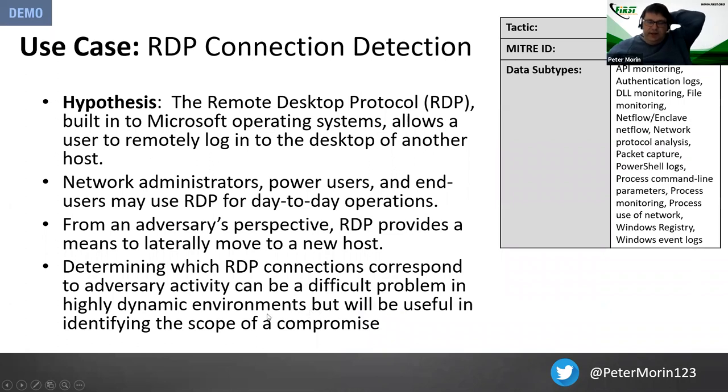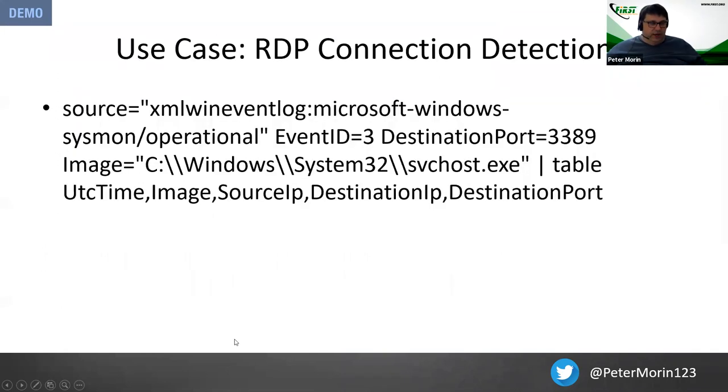RDP connections is another one that's fairly interesting. Anytime people are connecting to your systems via RDP, it's especially a big issue if you're allowing external access to an RDP system, which I don't think is a good idea. In this case, I'm looking for event ID 3, focusing on port 3389, which is RDP, and looking for an image of svchost.exe because that's what forks off the RDP session.